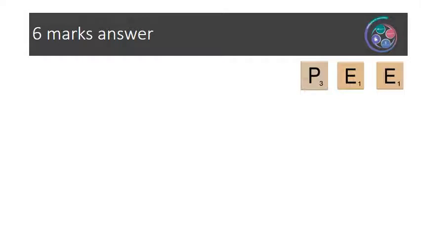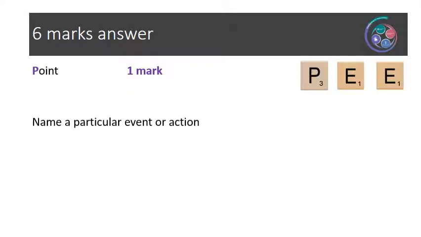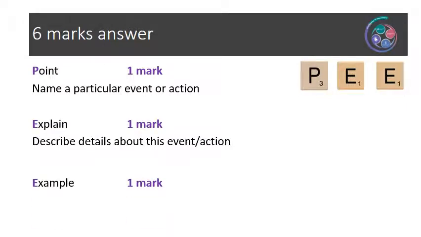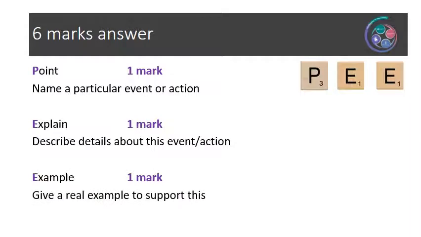For a 6-mark response, the process is very similar. You're looking to make your point for a mark. You're looking to back that up with some further details, i.e. explaining it a little bit further. And you're looking to provide an example or evidence which supports your answer. For 6 marks, you're looking to repeat this process twice.